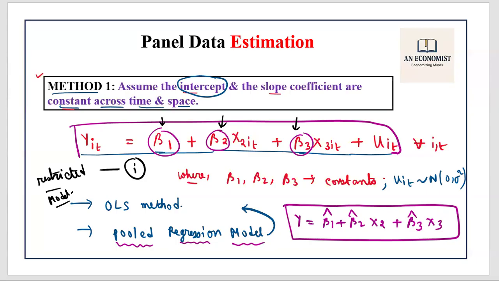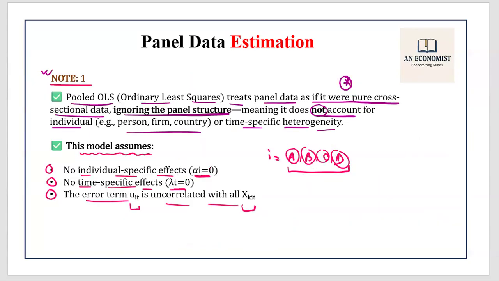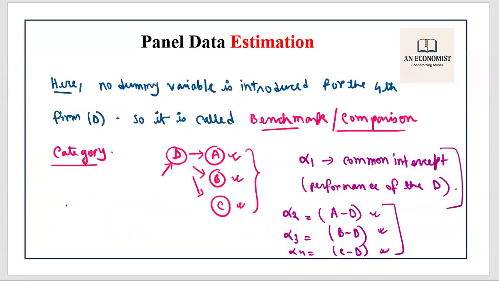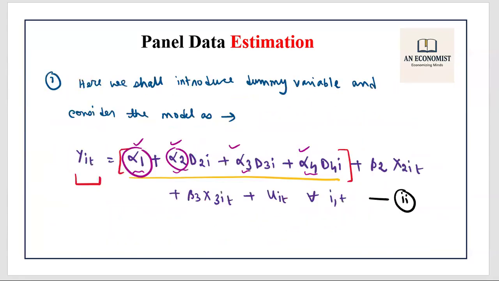This first model is known as the restricted model. Here, how many parameters are there? Three parameters: beta 1, beta 2, beta 3. These three are the constant parameters. Now, let us go back to our new model, the model we are currently talking about. How many parameters do you want to estimate? 1, 2, 3, 4, 5, 6. So here you have six parameters, and that is why the degrees of freedom will be lower. Remember, in the disadvantages, I told you the degrees of freedom will be lower in this model.